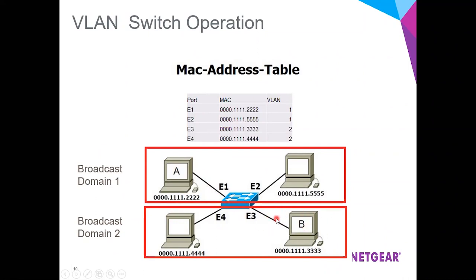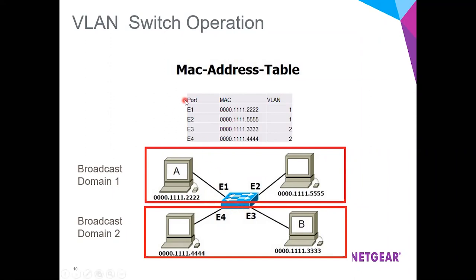So VLANs are kind of like having a different switch. It's how we segment the network. So instead of implementing two different switches, we have one switch where we share the ports physically, but logically they are isolated. So logically, having this 4-port switch is the same as having two switches with two ports connected. So that's how VLANs work internally.